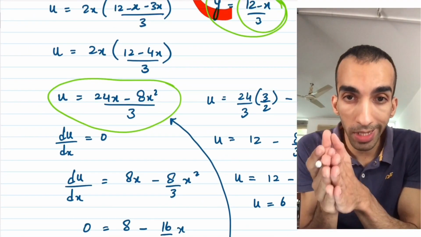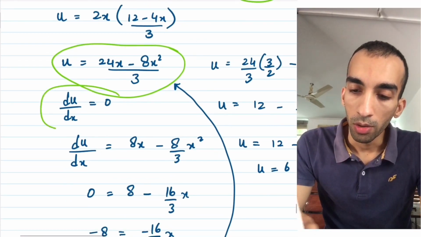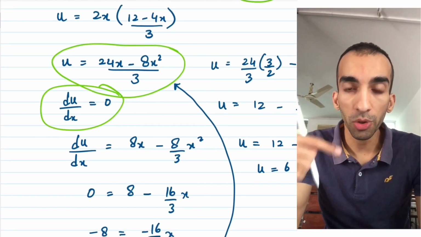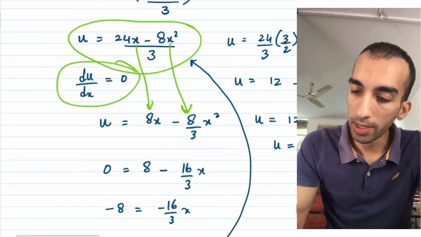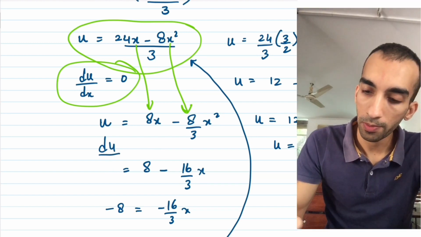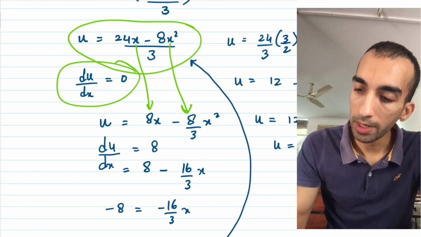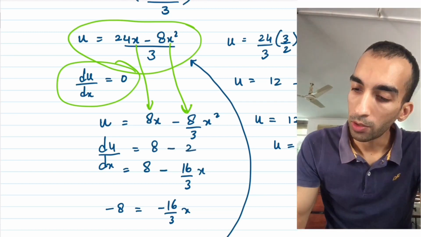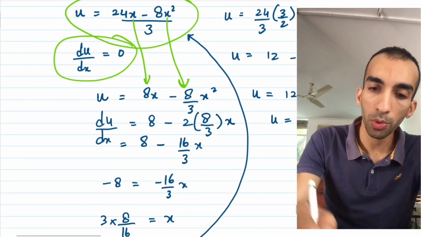In order to find the stationary value of u, what do we do? You differentiate that equation and put it equal to 0. So we'll differentiate it and put it equal to 0. Now we don't have a differentiated equation. Now if I were to find du by dx, what will that be? It will be 8 minus 2 will come down, multiply with 8 over 3 x. Now I need to put this equal to 0.